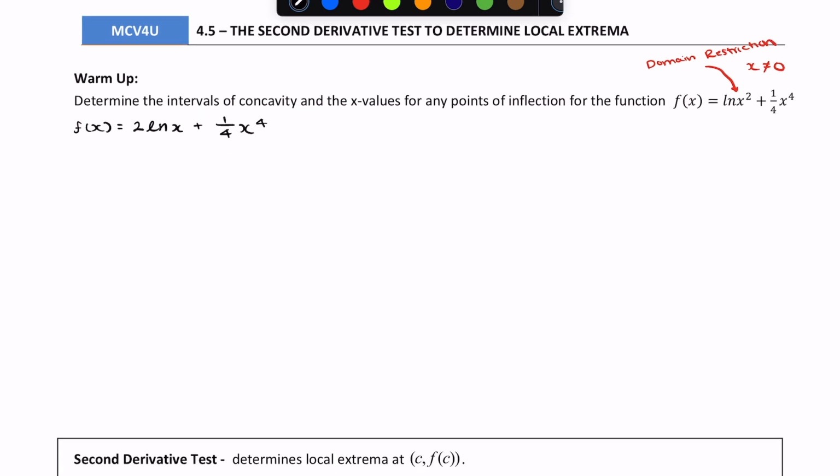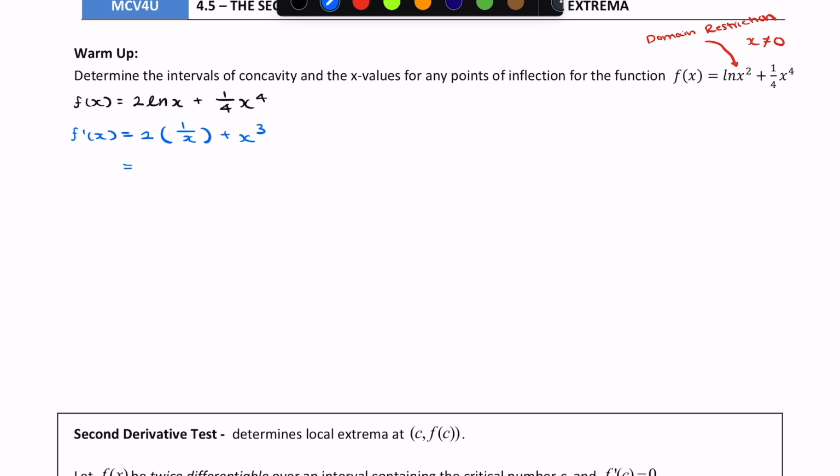So here, we'll take the derivative, so f prime of x is equal to 2, the derivative of ln x is 1 over x, plus, bring the 4 down, 4 over 4, which is 1, and x to the power of 3. Here we can rewrite it as 2x to the power of negative 1 plus x to the power of 3.